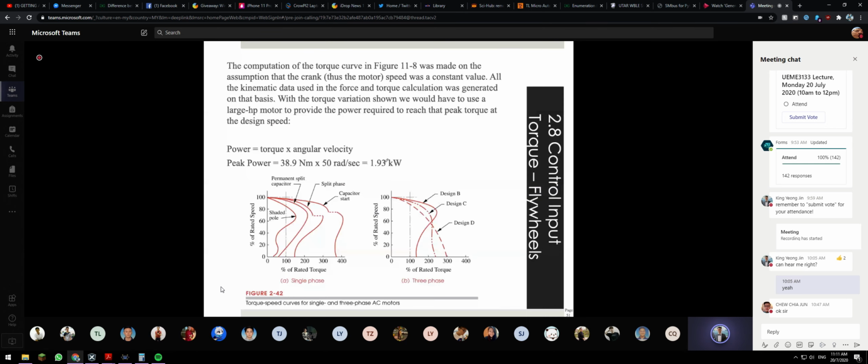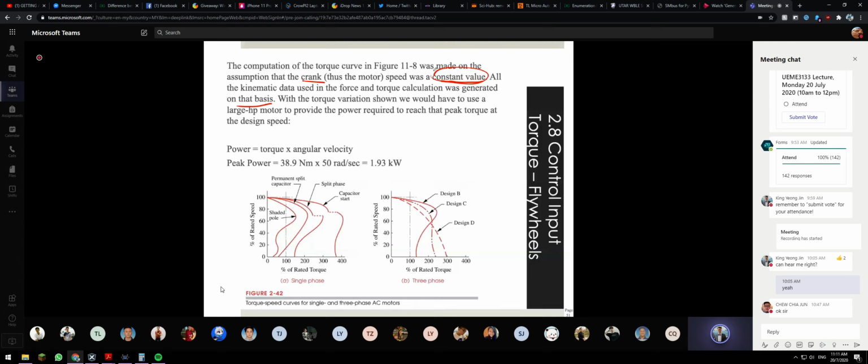So the computation of the torque curve in figure 18-8 was made on the assumption that the crank speed was a constant value. All the kinematic data used in the force torque calculation were generated on that basis. That means the rotating speed of link 2 is constant.